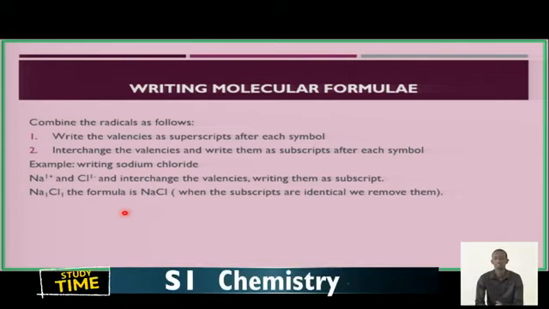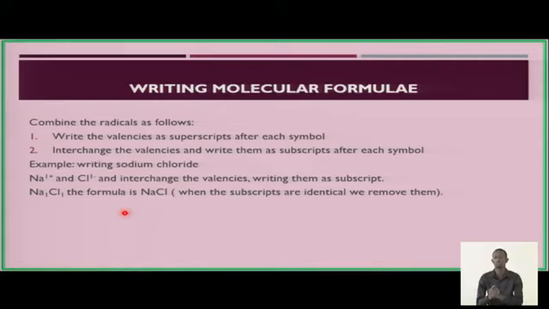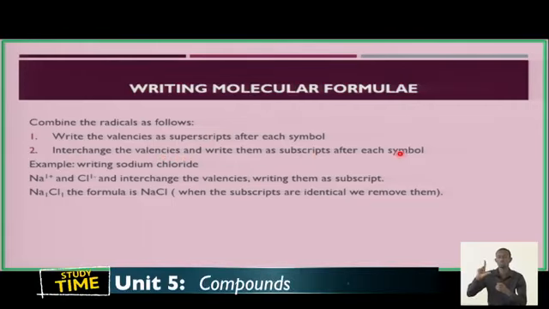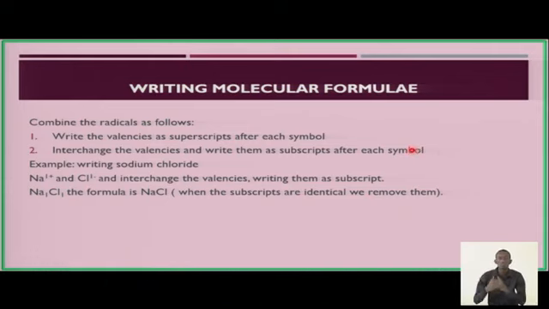Writing the molecular formula of compounds. Well, how do we proceed? We combine the radicals as follows. First, we write the valences as superscripts after each symbol. And second, we interchange the valences and write them as subscripts after each symbol. Let us have an example.